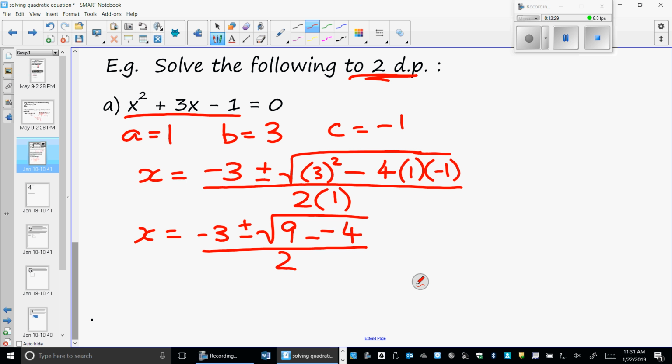So subtract. Why are we subtracting? Because that's what this is, a subtraction.